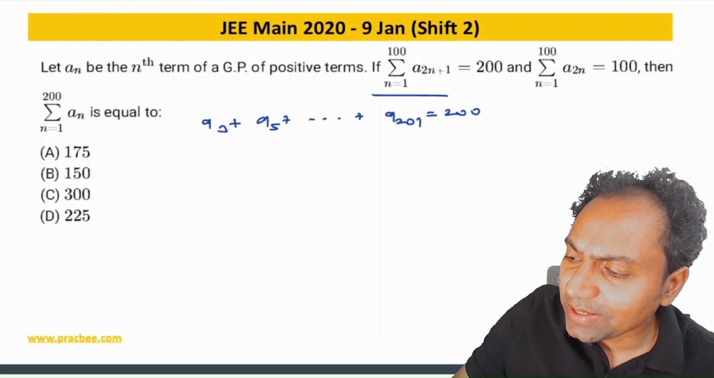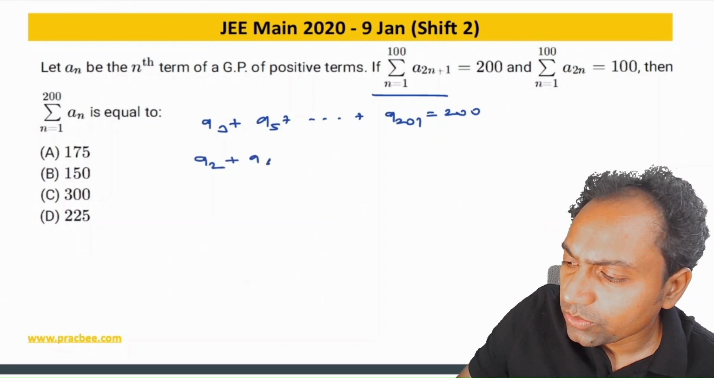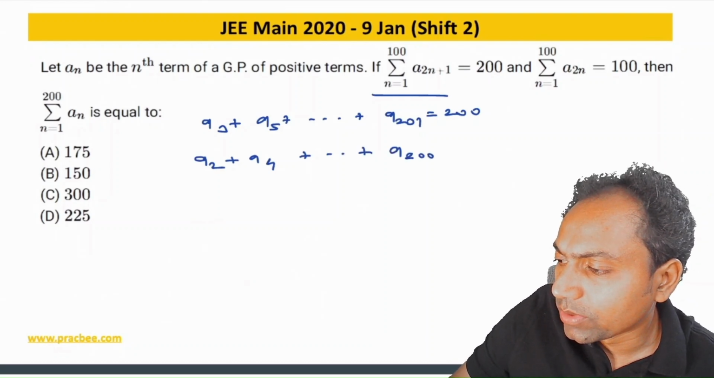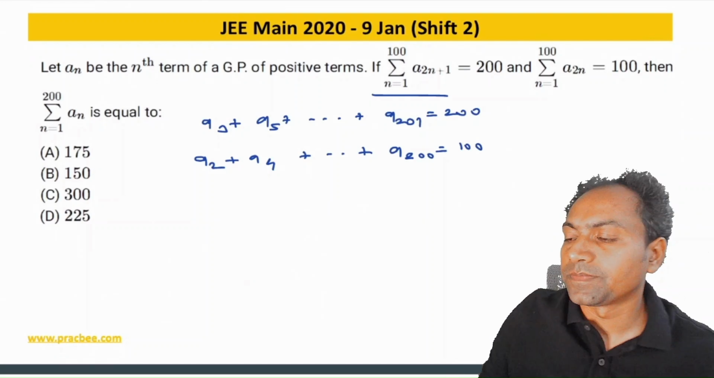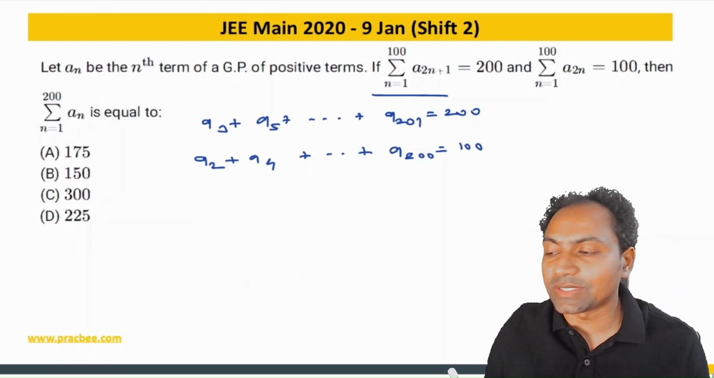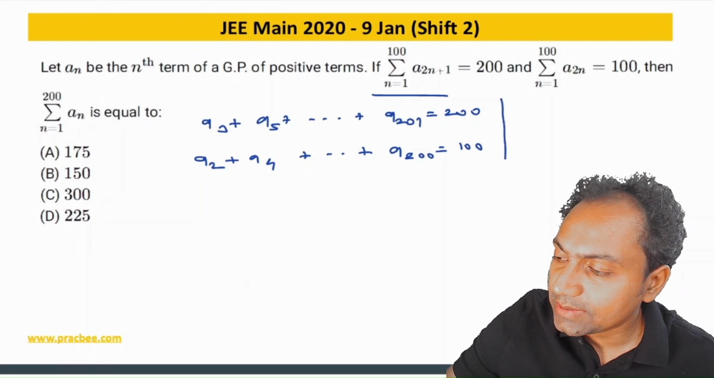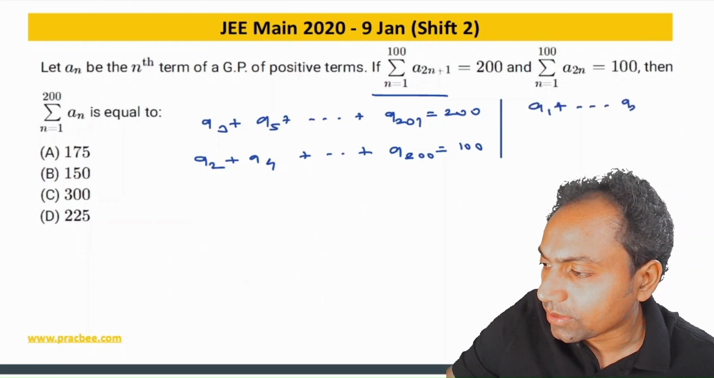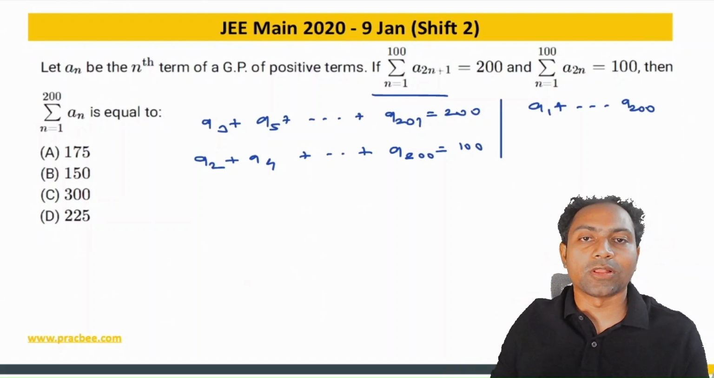And in the next part they talk about, they start with A2, then A4, and they go up till A200, and this sum is 100. These are the two conditions given to us, and what they are asking us is, tell us the value of the sum from A1 to A200, taking all the values at the same time.